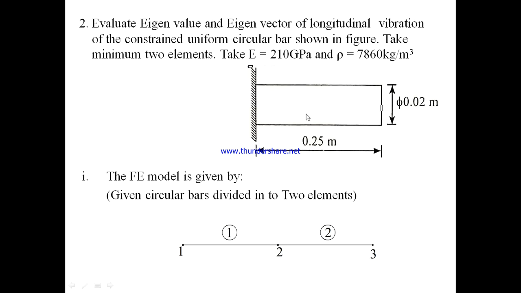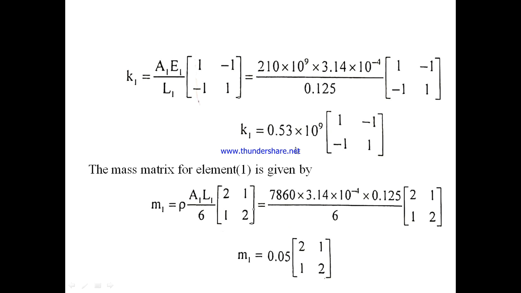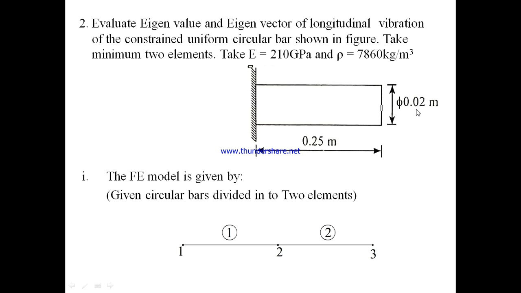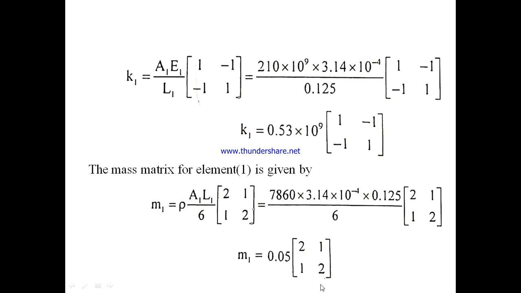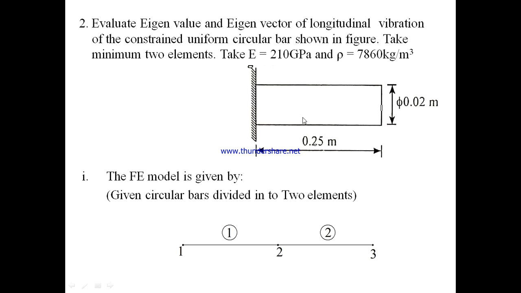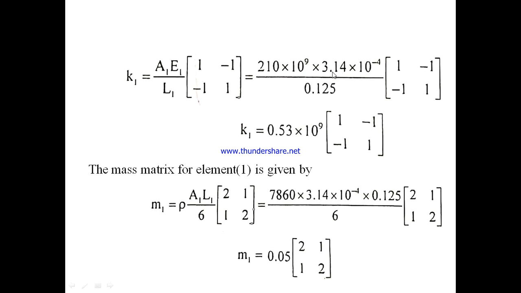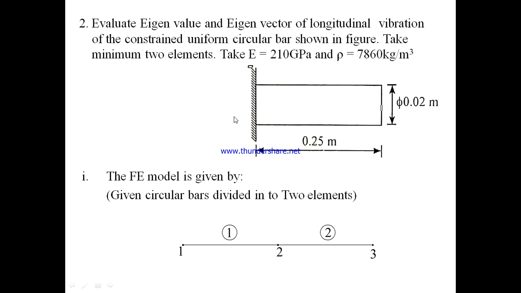Okay, so I have drawn the FE model. I have three nodes, two elements. So I divide into two elements which I have three nodes. So area, how to calculate the area here? It is a circular bar, pi by 4 d square. So I just substituted the direct value of area A. Okay, so A directly I have substituted 3.14 into 10 raised to minus 4. Okay, fine. So now we shall start with solving the problem.